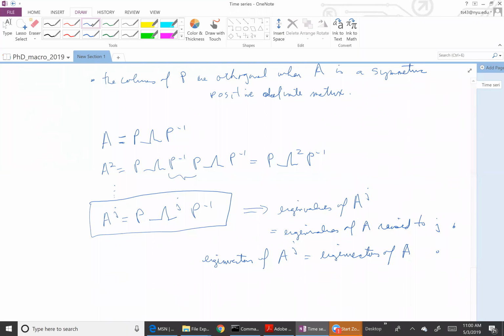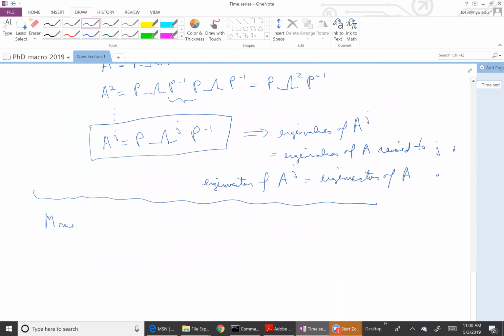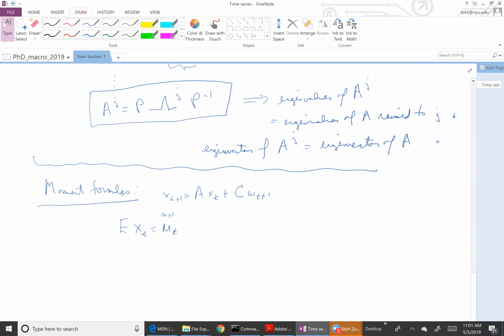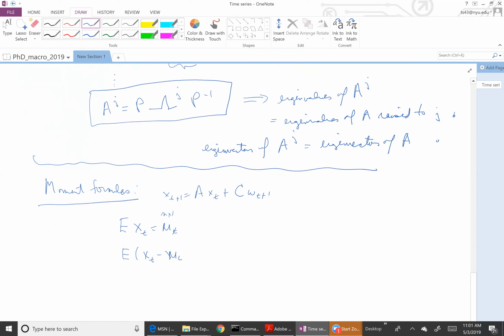Okay, so to remind you, we have computed some moment formulas. And I'll remind you of those. For a linear state space system, as we have, we said E, the expectation of the vector X, was an n by 1 vector, which we called mu. And then we took this covariance matrix and we called that sigma t. And we derived some formulas for this.